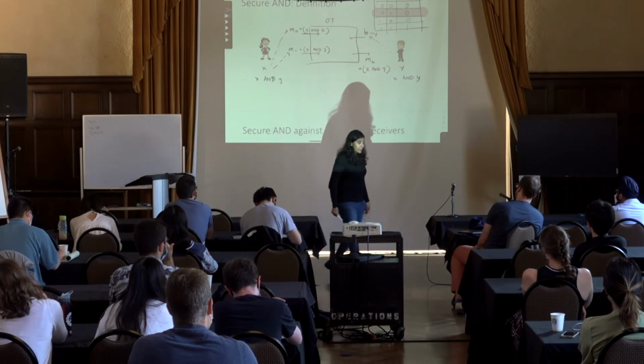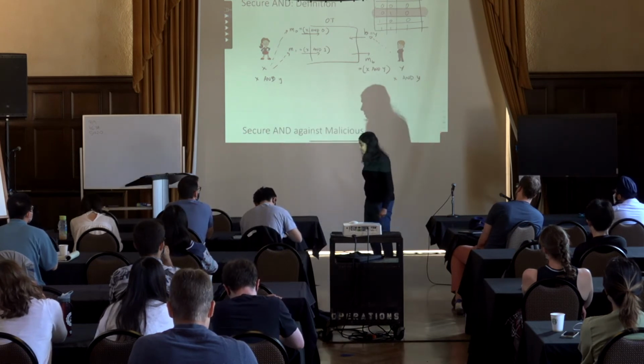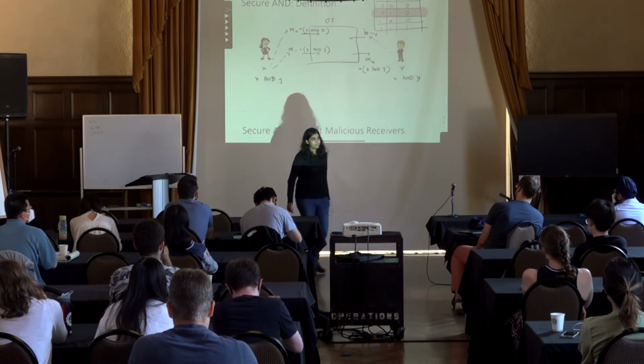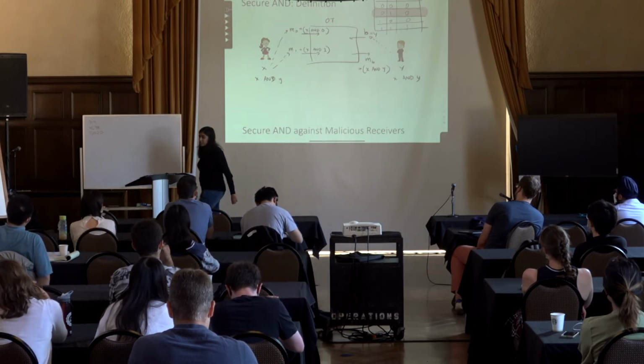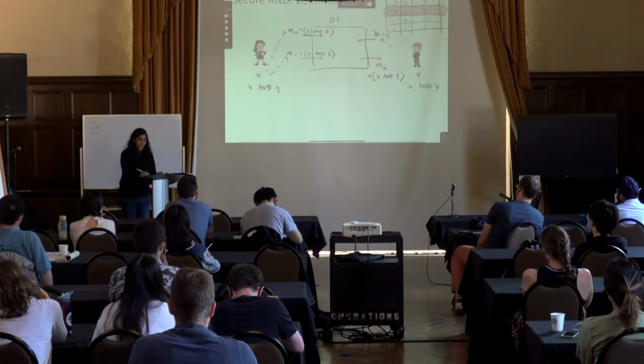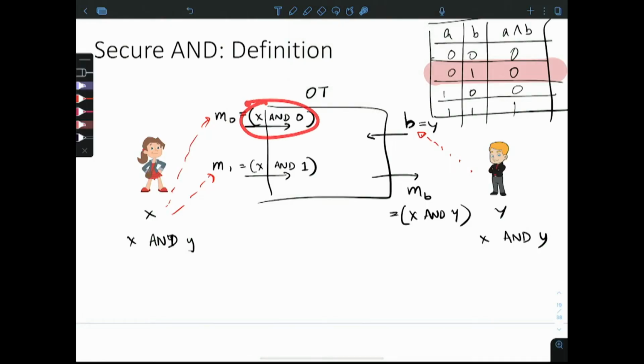Would this not work for any binary function? Yeah, like you could just say f of x, 0 and f of x, 1. Perfect, yes. For any binary function, it doesn't need to be AND, you could just set m0 to be f of x comma 0, m1 to be f of x comma 1. Bob would obtain f of x comma y.